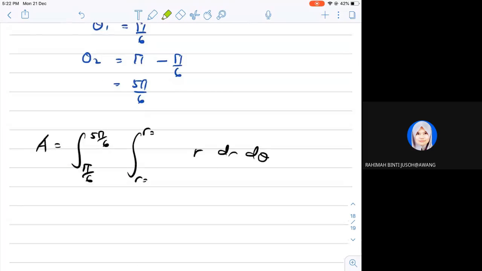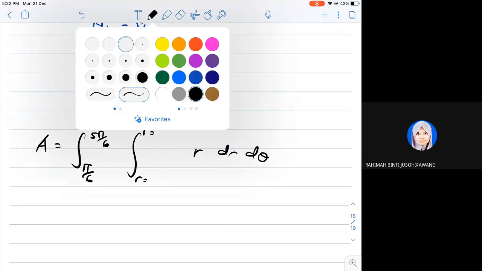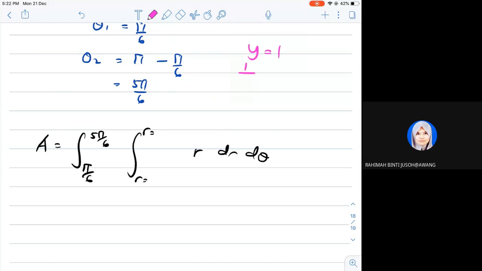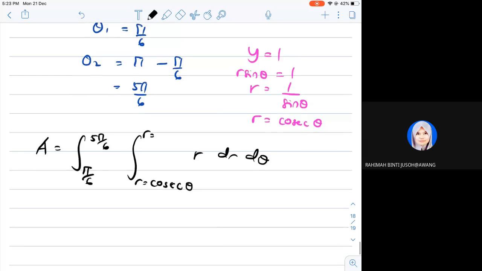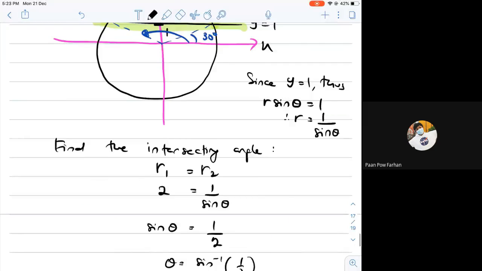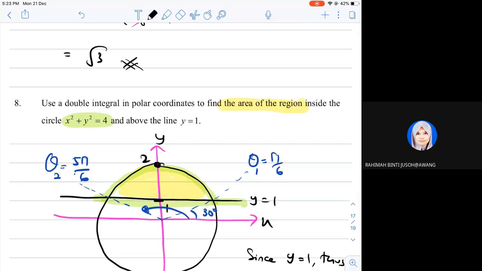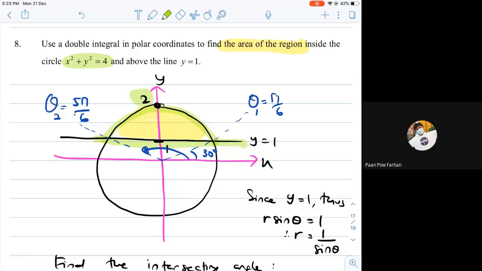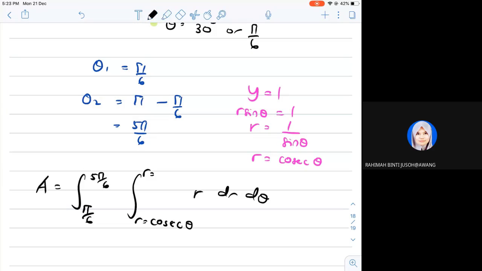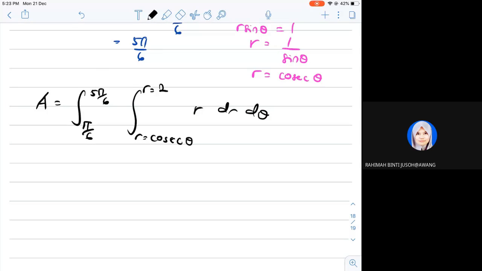Okay, so y equals 1. We already know that. Alright, y equals 1, r sin theta equals 1. So r equals 1 over sin theta, which is equivalent to what? Cosecant theta, isn't it? If this comes out in the final exam, how would you answer? So cosecant theta. How about the upper limit of r? From this curve, what is its radius? 2. r equals 2. Yes, r equals 2. Very good, so now let us proceed.